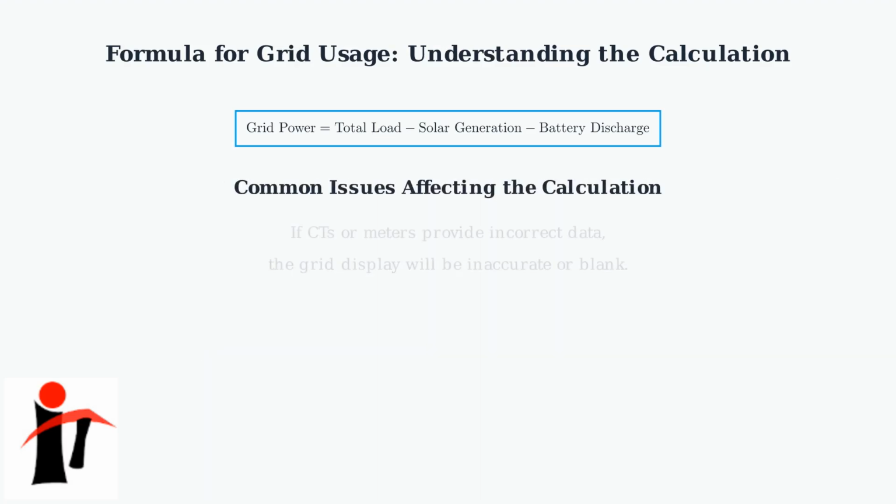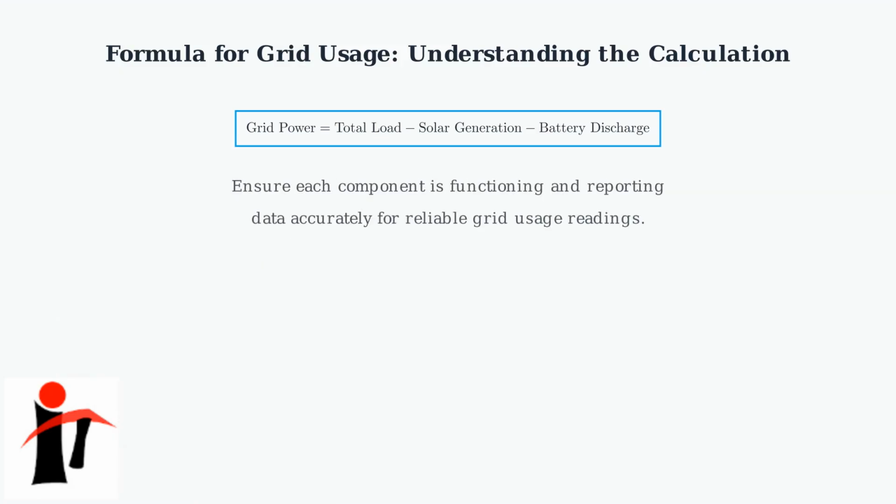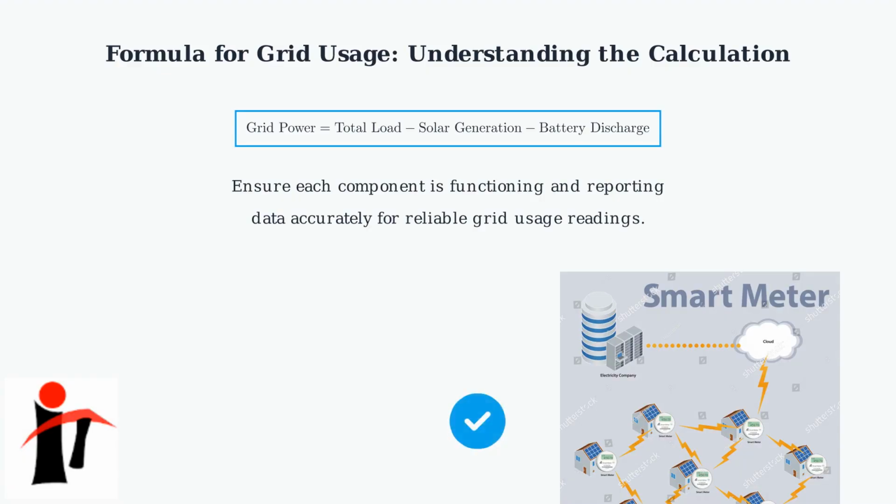If any of these inputs are incorrect due to issues with current transformers or utility meters, your grid usage display will be off. This can lead to blank screens or wrong readings in the Tesla app. To get accurate readings, ensure each component in the formula is working properly and reporting data correctly. This includes verifying CT placements and meter compatibility.